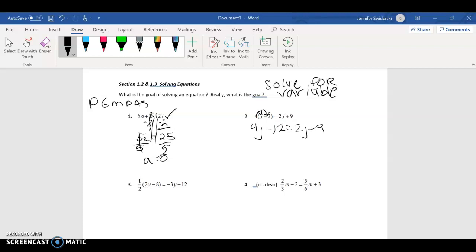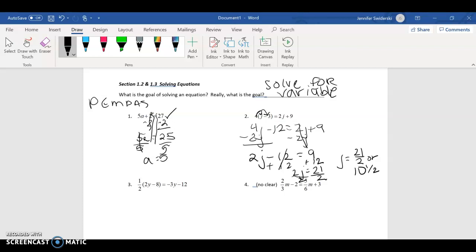All right, all my variables to one side. So I'm going to go ahead and subtract 2j from this side over here. 4j minus 2j will give me 2j. So I have 2j minus 12 is equal to 9. Add 12 to both sides. You get 2j is equal to 21. Divide both sides by 2. You end up getting j is equal to 21 over 2, or 10 and 1/2.